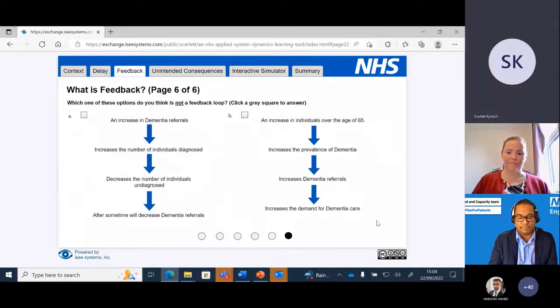So on to the question: which one of these options do you think is not a feedback loop?